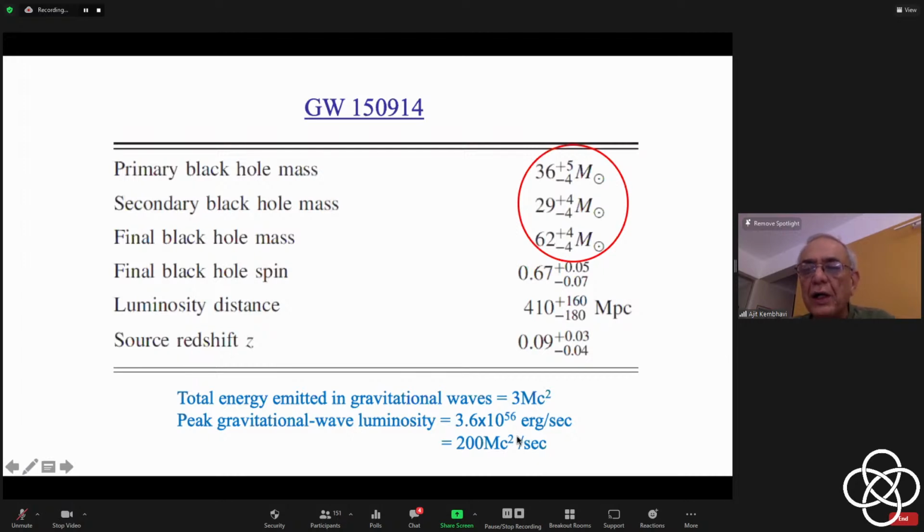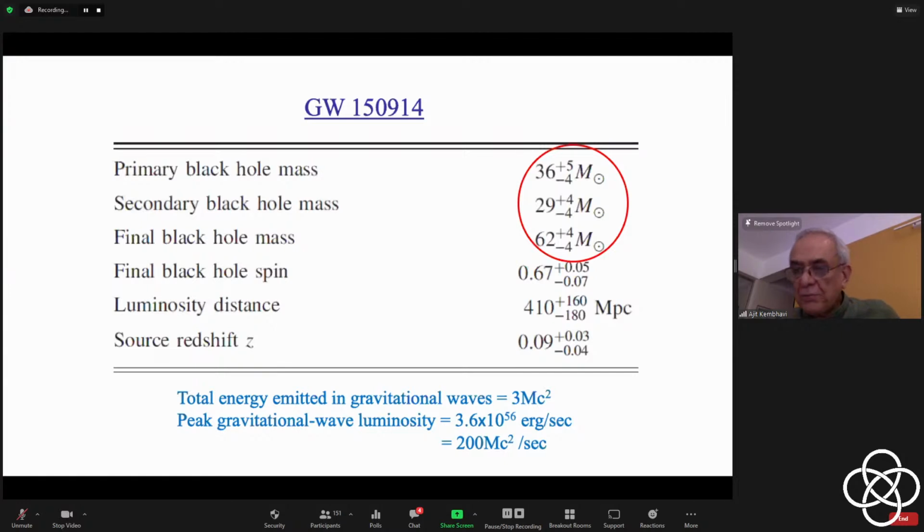And so you see here the 3 into 10 to the 56 ergs per second, the peak gravitational luminosity. And what is the luminosity of our galaxy? Supposing all stars in our galaxy are like the sun, they would each emit 10 to the 33 ergs per second. So how many stars are there? 10 to the 33 into 10 raised to 11 stars. So that becomes 10 raised to 44.